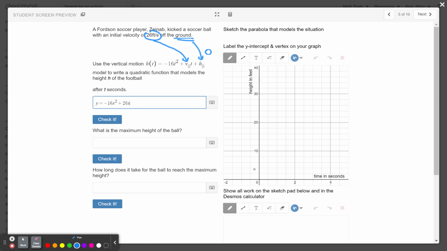So I know my soccer ball was right here. Max height, you got to be careful because we need to find the x first, and that's the opposite of b over 2a. So opposite of 26 over 2 times negative 16.